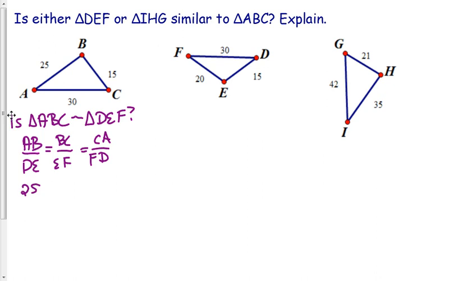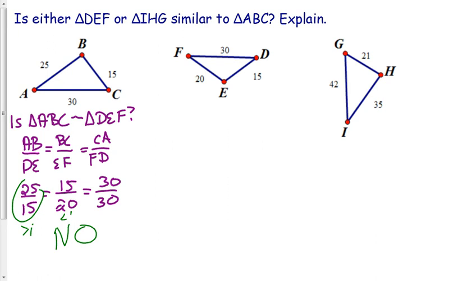So AB is 25, BC was 15, and CA was 30. DE was 15, EF was 20, and FD was 30. I can look at it right away and say this is a big old no, for the reason that this one is greater than 1, this one is less than 1, and this one is equal to 1. So there's no way that those are all going to be equal. So right away I know not similar. So DEF was a no-go.